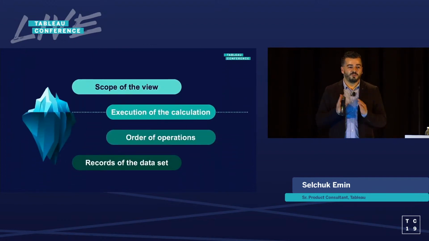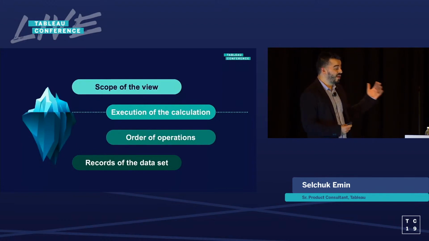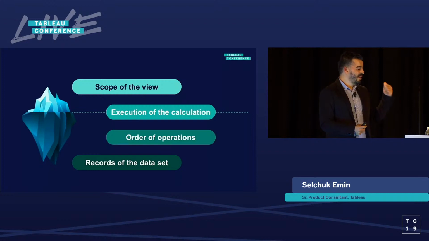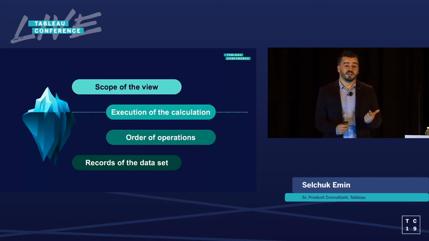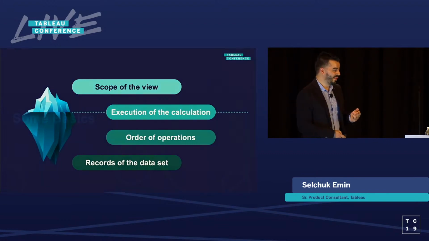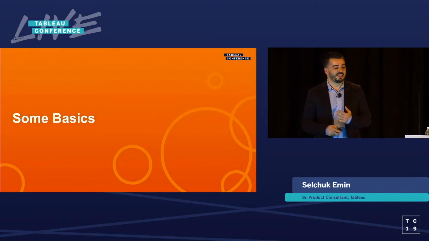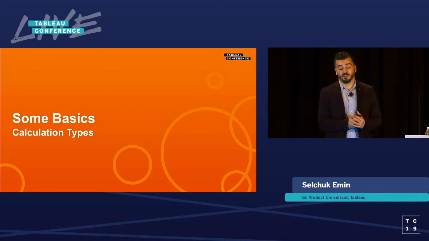Just to repeat, the 4 things that we need to take into consideration when we do any analysis with Tableau are the records of the data set that we are using, the order of operations, where the actual calculation is being executed, as well as what is the scope of the view at that point of time.